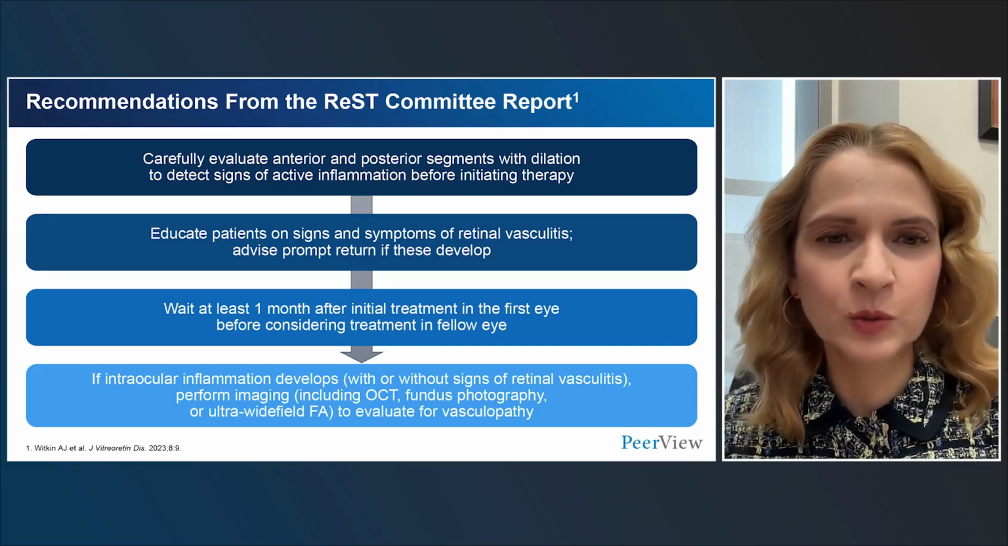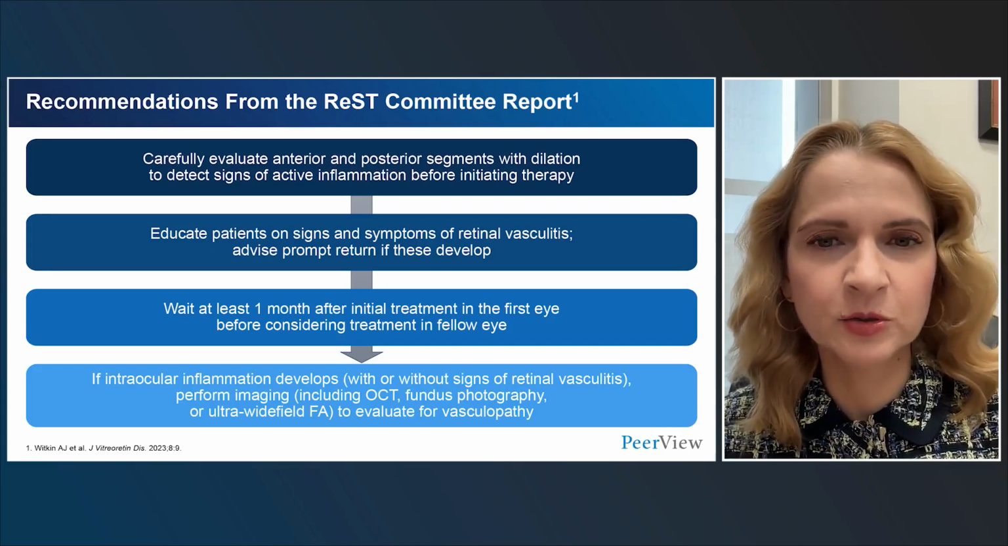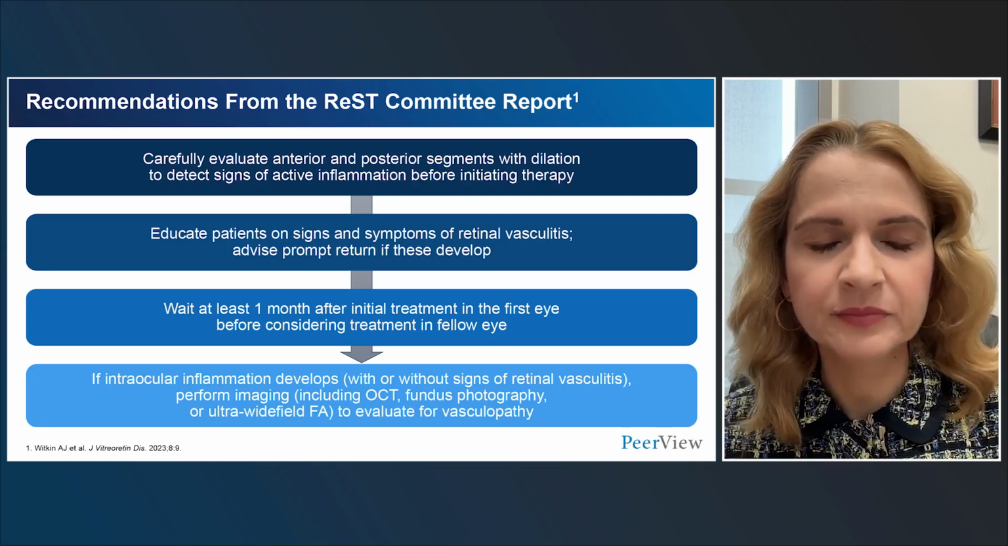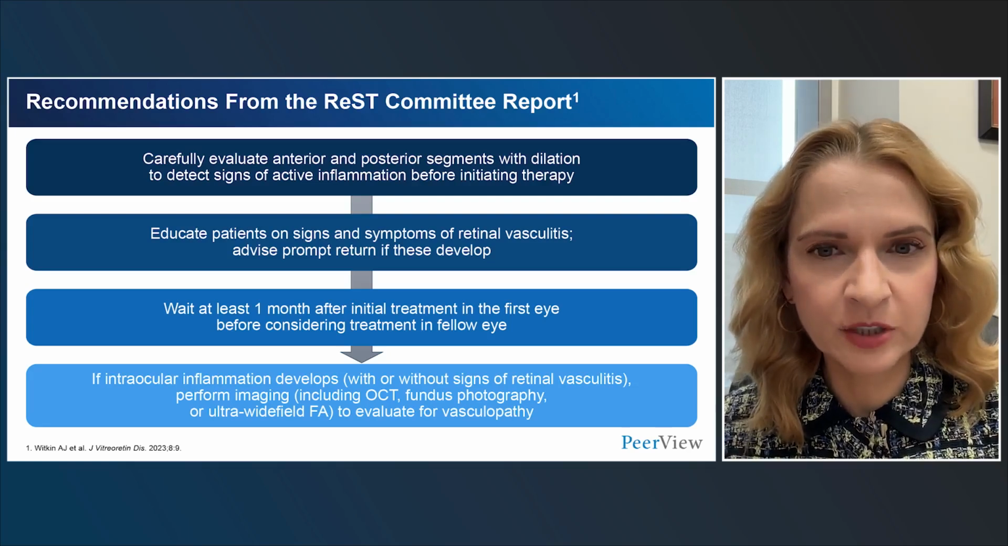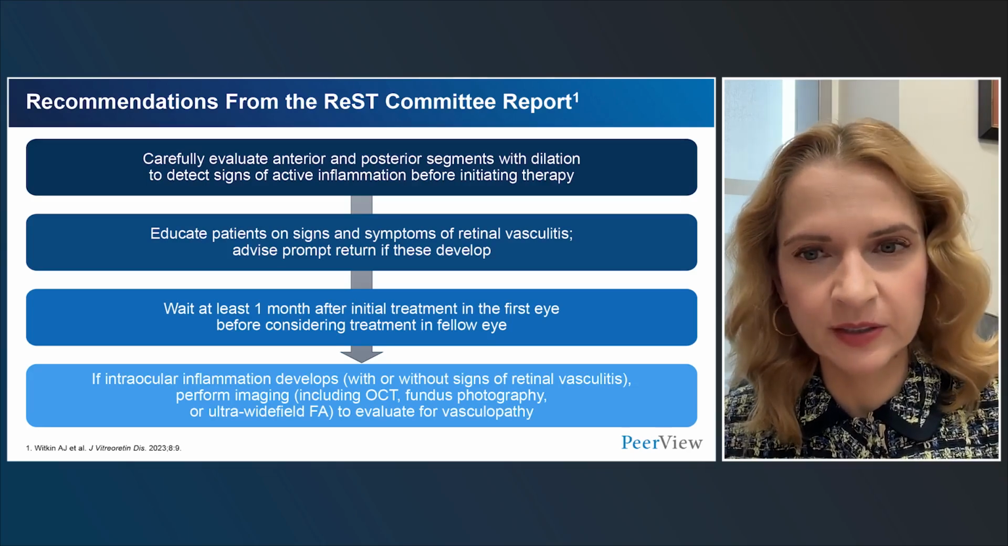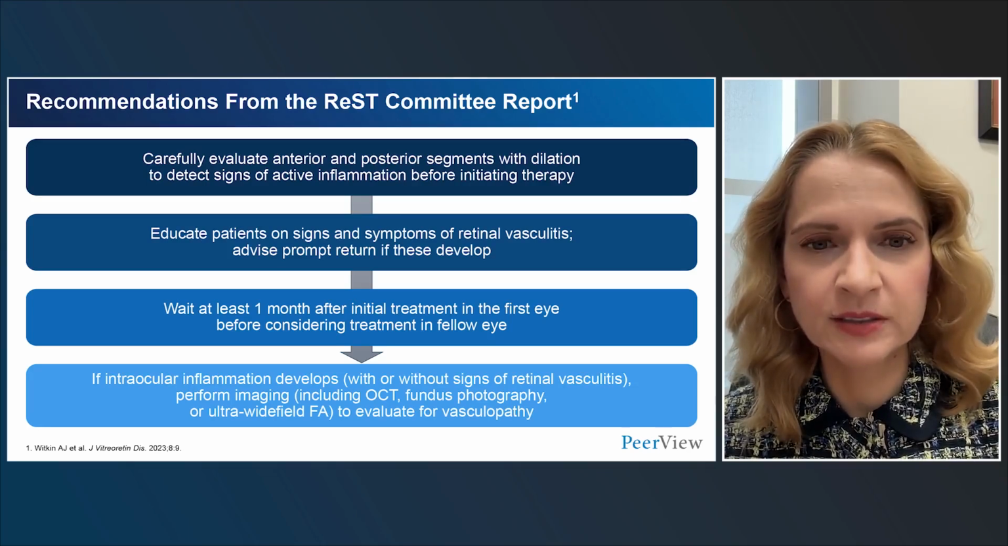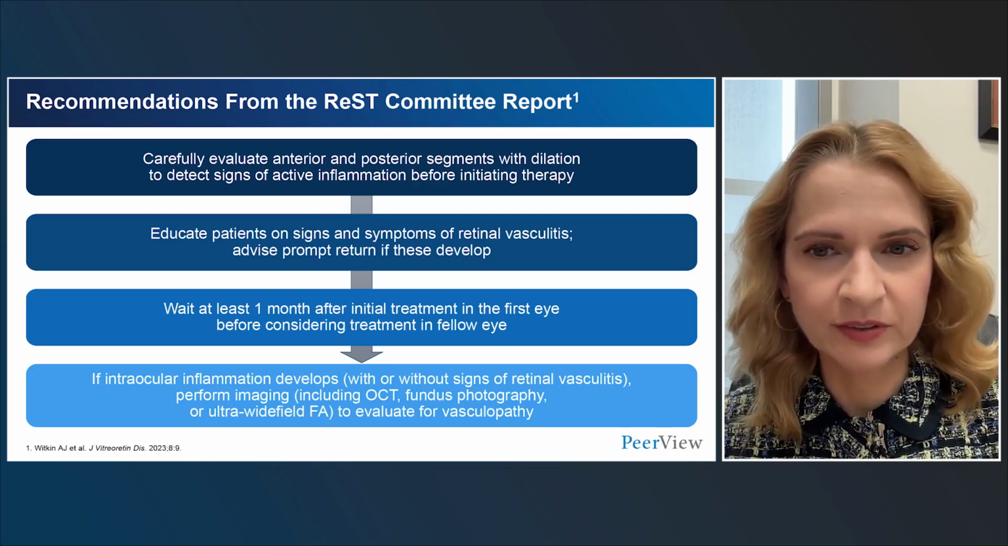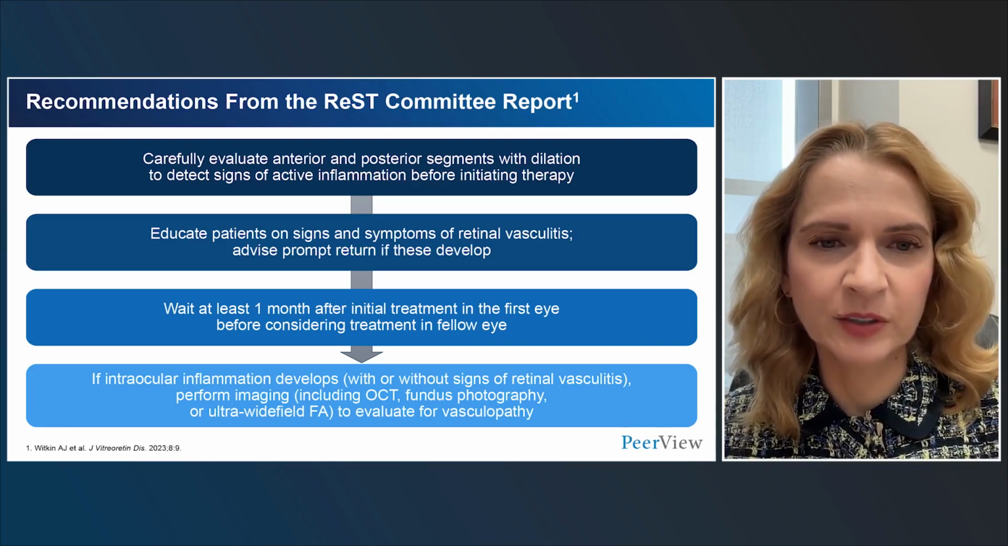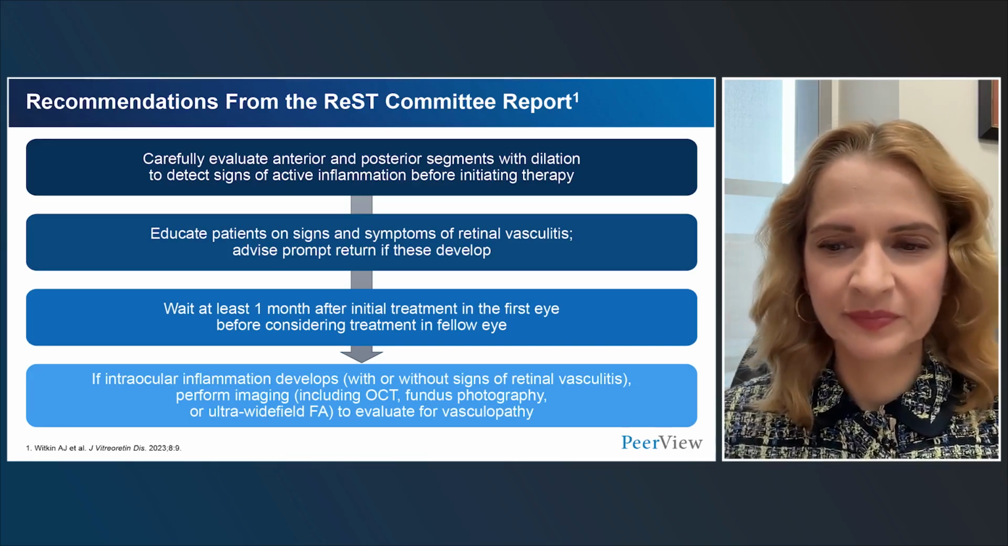The guideline is to wait at least 1 month after initial treatment in the first eye before initiating treatment in the fellow eye. If intraocular inflammation develops with or without signs of retinal vasculitis, imaging is advised, including OCT, fundus photography, or ultra-widefield fluorescein angiography. This should be employed in order to evaluate for the presence of vasculopathy.